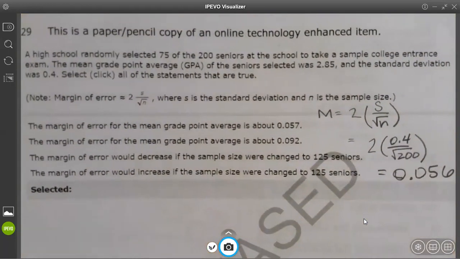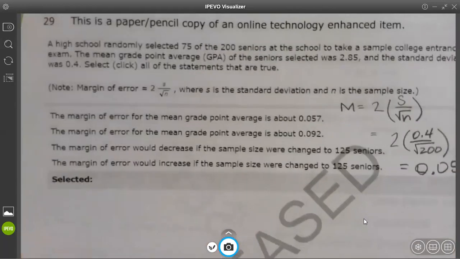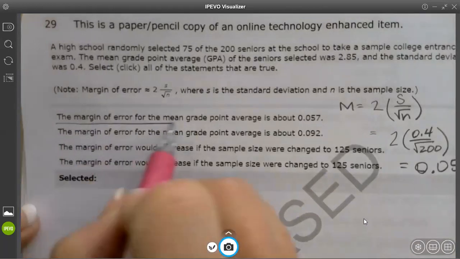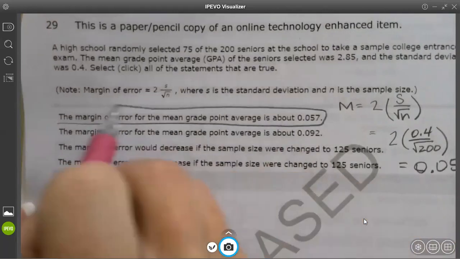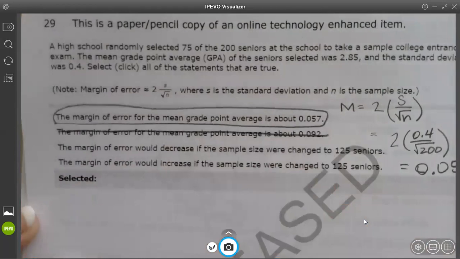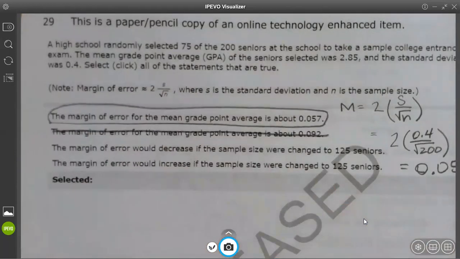All right, it says click all that apply. So we're going to start here. Which one applies? The first one, right? Will the second one apply? No. Okay. Then the third and fourth say the margin of error would decrease, or the other one says increase, if the sample size were changed to 125.